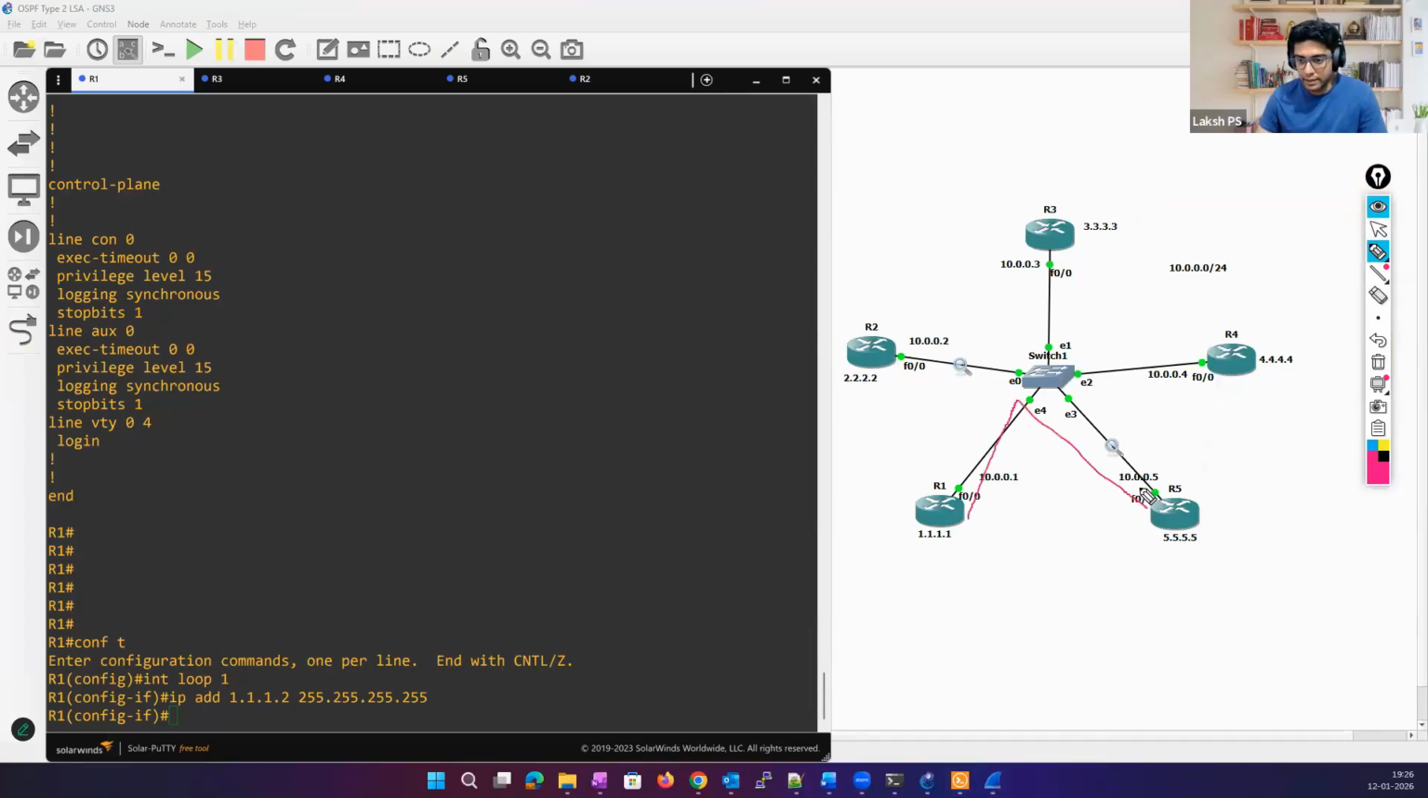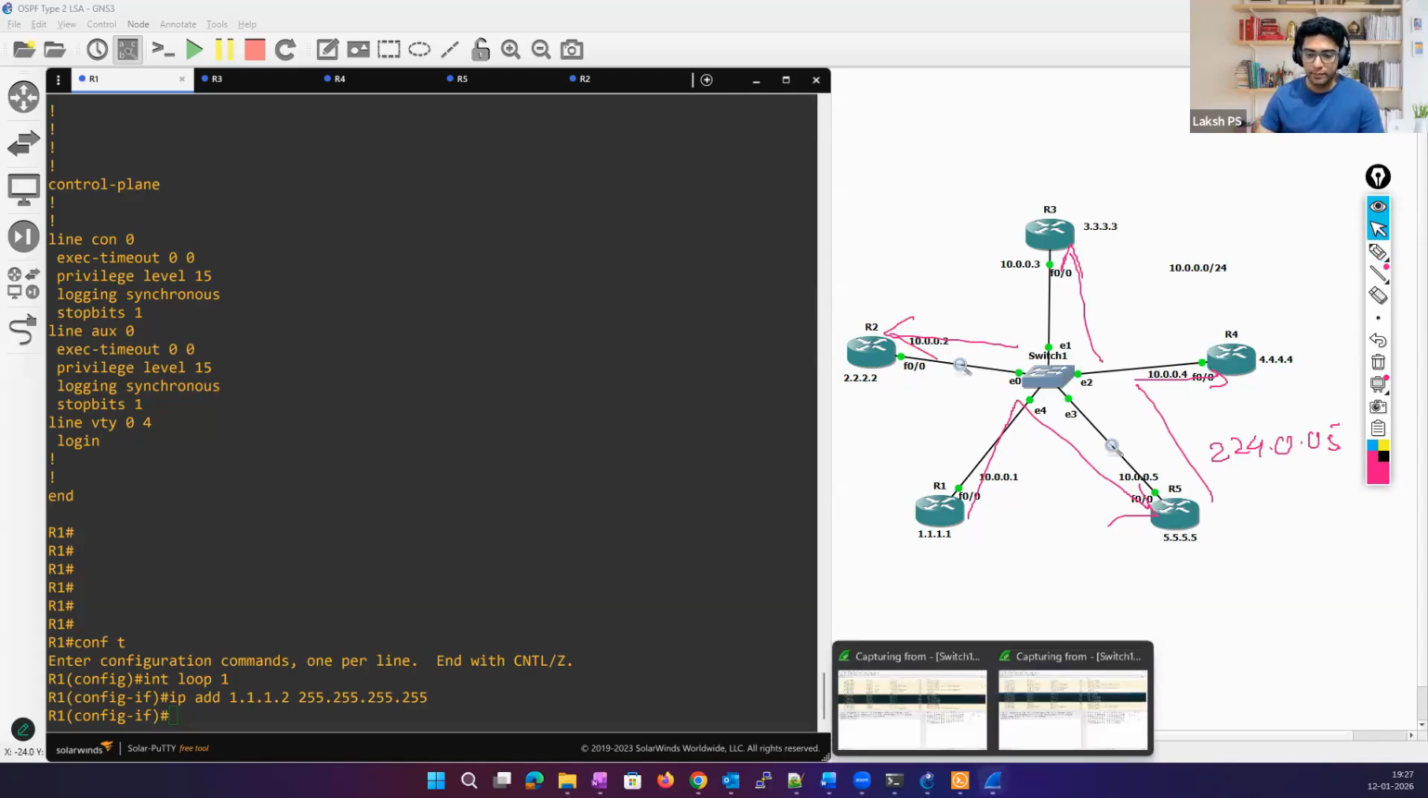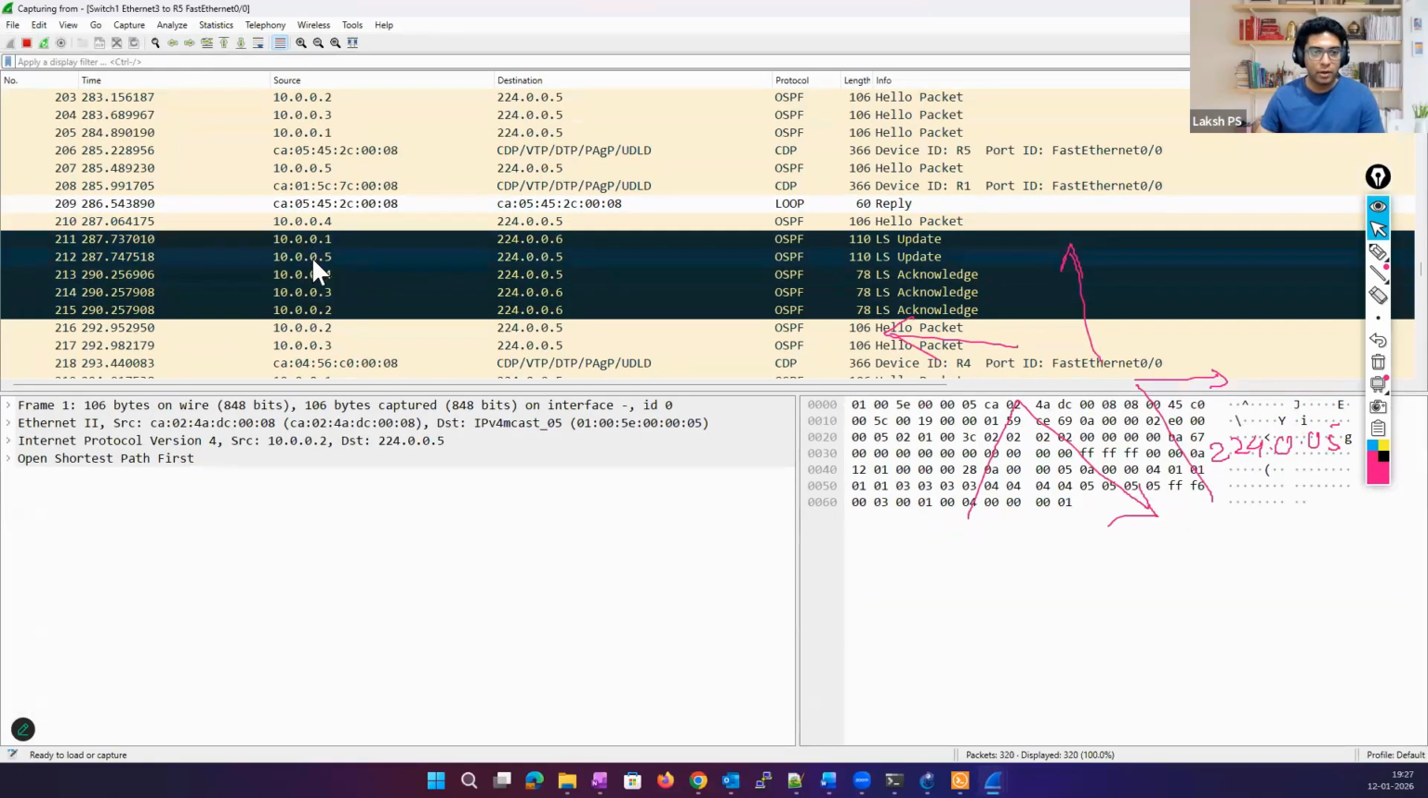R1 sent this to R5. Now R5 will be sharing this update at the multicast address of 224.0.0.5, and hence it will be received by R4, R3, and also R2. So you can see here R5 sends this link state update at the multicast address of 224.0.0.5.